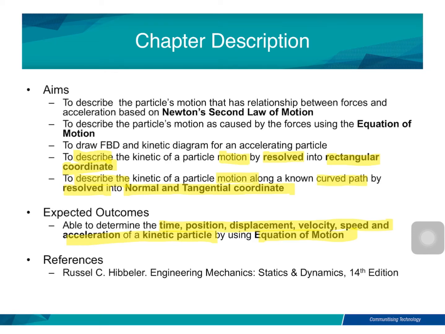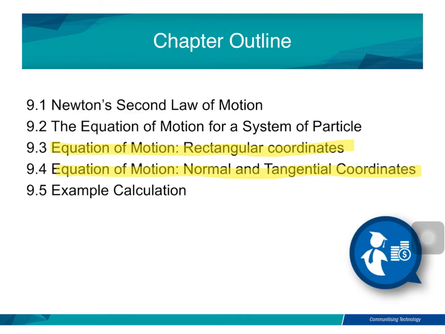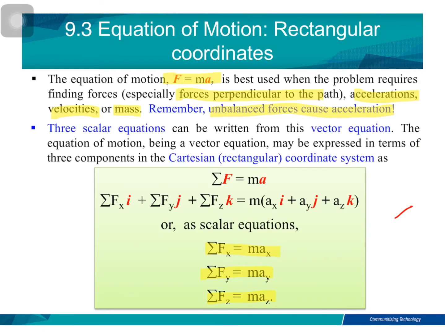Now we continue our new objectives for the lecture, Kinetics. Objective number 4 is to describe the kinetics of a particle motion by resolving into rectangular coordinates. And number 5 is to describe the kinetics of particle motion along a curved path by resolving into normal and tangential coordinates. So we're going to study the rectangular coordinate and then the normal and tangential coordinates. Next, equations of motion, rectangular coordinate.